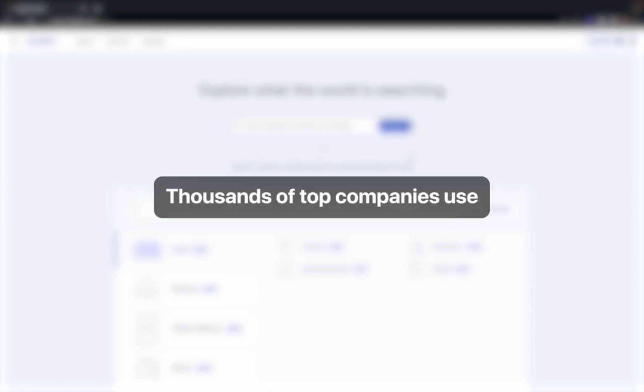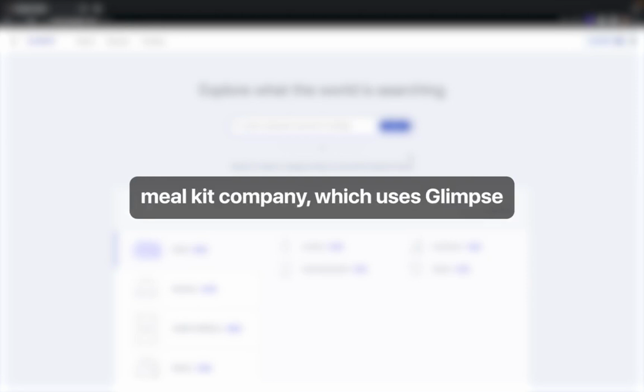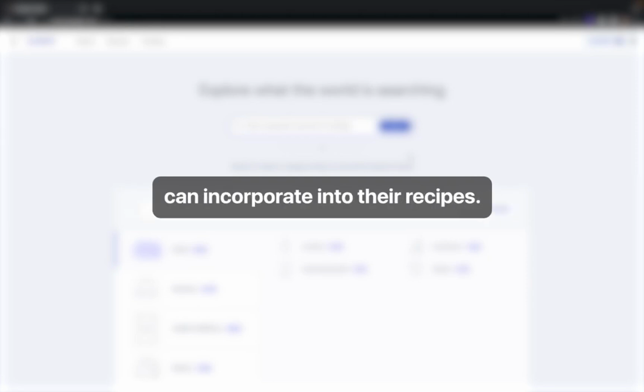Thousands of top companies use Glimse for all sorts of use cases, like HelloFresh, the world's biggest meal kit company, which uses Glimse to find trending ingredients that they can incorporate into their recipes.